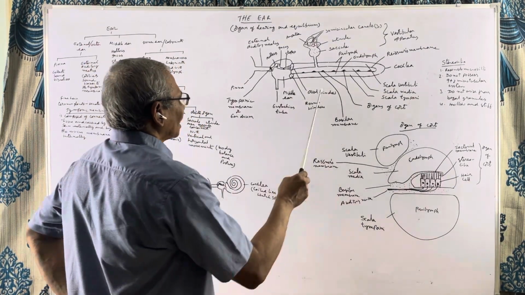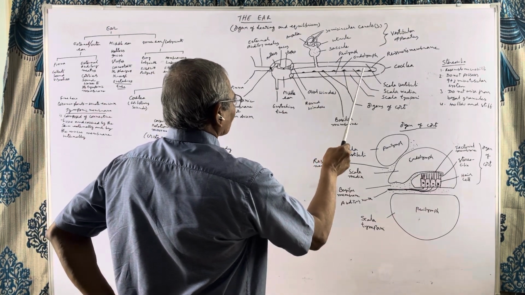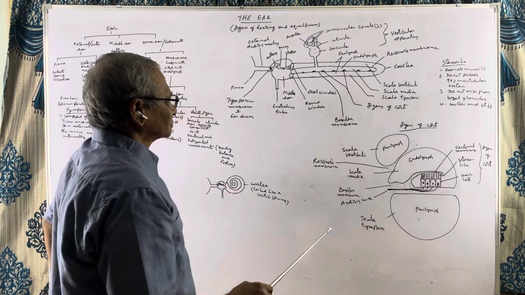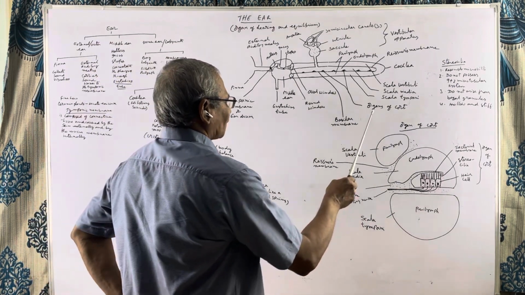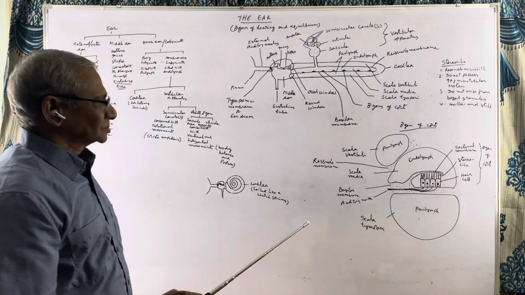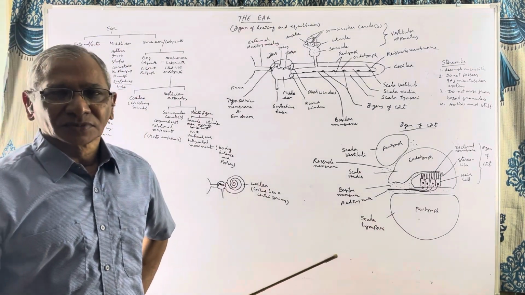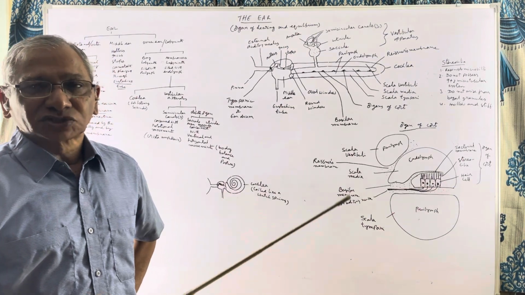Then, on the basilar membrane, there are some sense organs. These are known as organs of Corti. Organs of Corti, they are very important. They help in hearing the sounds.